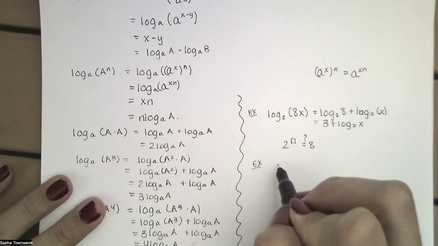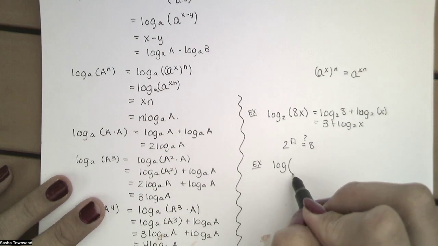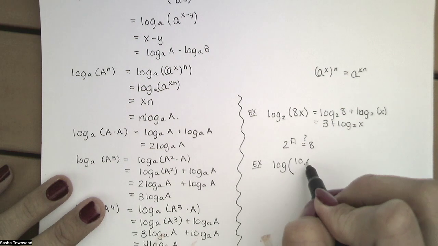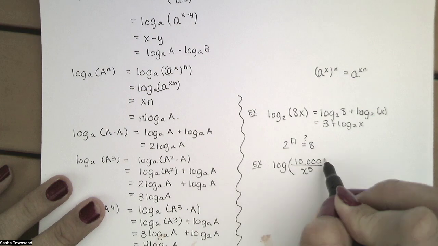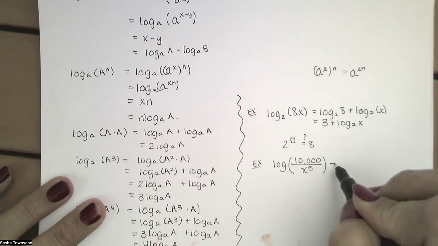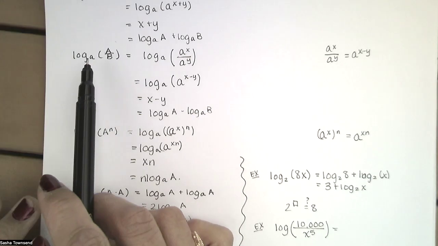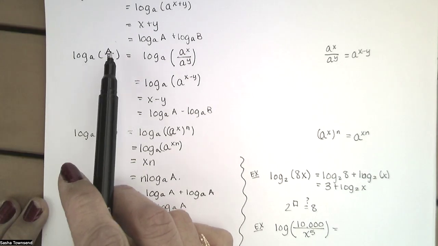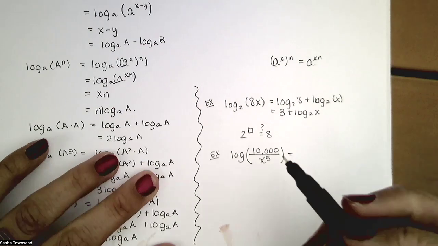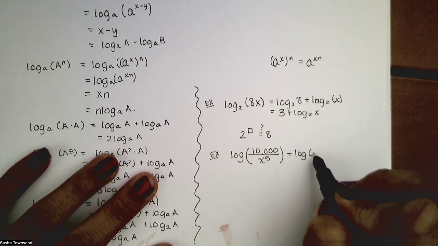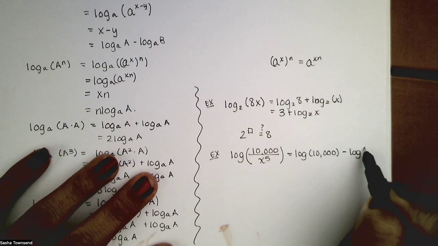Or let's say we've got log of 10,000 divided by x to the 5th. Well, by the quotient rule for logarithms, this log property, the log of a quotient is the log of the numerator minus the log of the denominator. So we're going to have log of 10,000 minus log of x to the 5th.